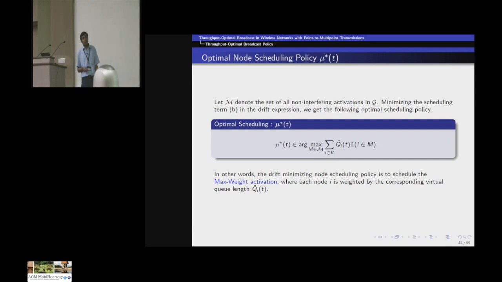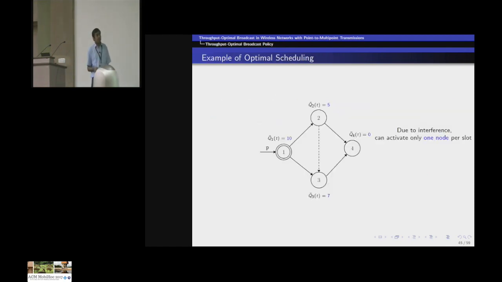Again, this is an independent set problem. Each node is weighted by the corresponding virtual queue counter, and the optimal scheduling is simply the max weight scheduling. Just activate the maximum weighted subset of feasible nodes that maximizes this total weight. This is very common in max weight activation. Again, I'm just giving an example, considering the previous example. Since in this particular example only one node can be activated, just activate the node that has the highest queue length. So here I activate the source node 1, which has virtual queue length 10. Others are basically 0 or something. Okay.